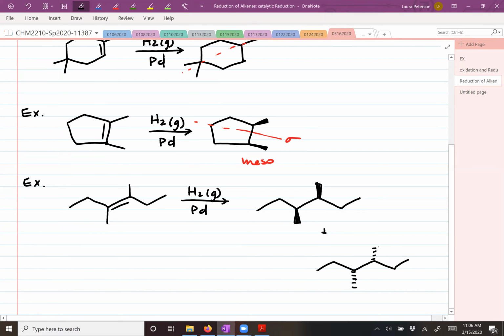Okay, so up here we were looking at the E alkene, right? If you were to repeat this on the Z alkene, you should get just one meso product, and so you should try that at some point.